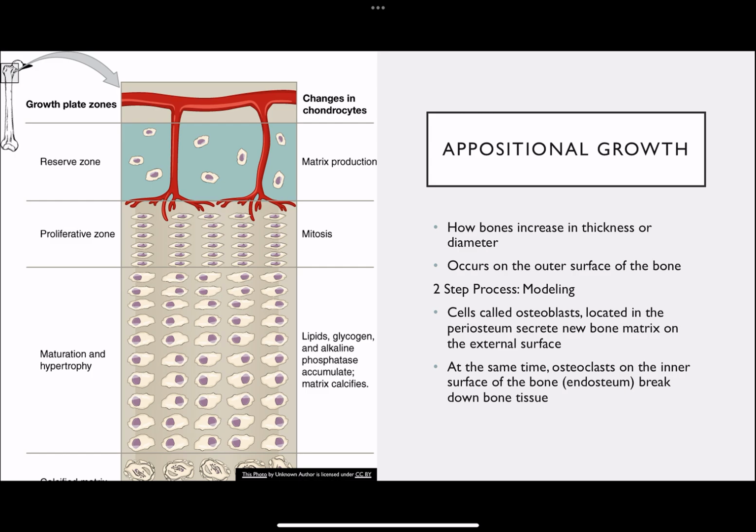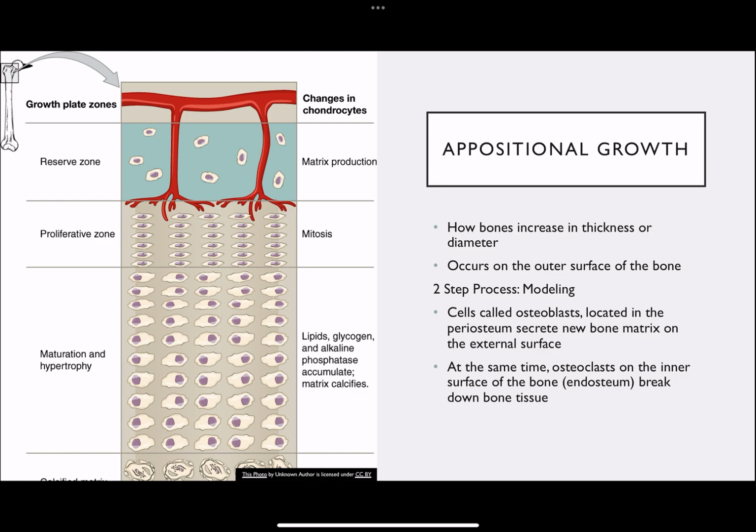Okay, so the second type of growth is appositional growth, which is how bones increase in thickness or diameter, and this occurs on the outer surface of the bone, also known as the periosteum. This is a tough fibrous membrane that covers the outer surface of bones, and this is a two-step process. This is where cells called osteoblasts, located in the periosteum, secrete new bone matrix on the external surface.